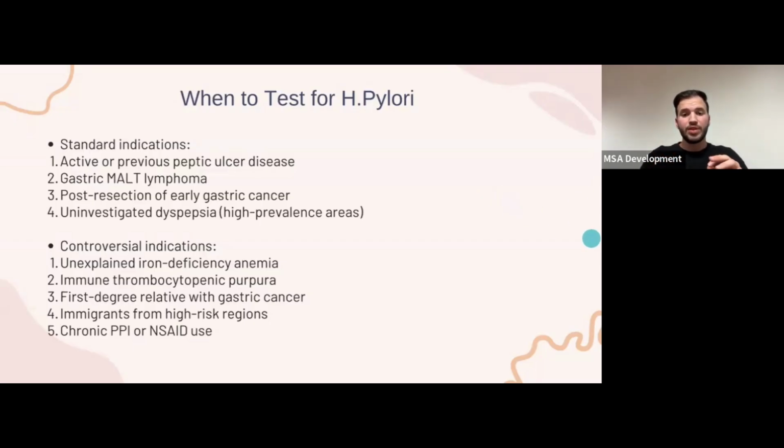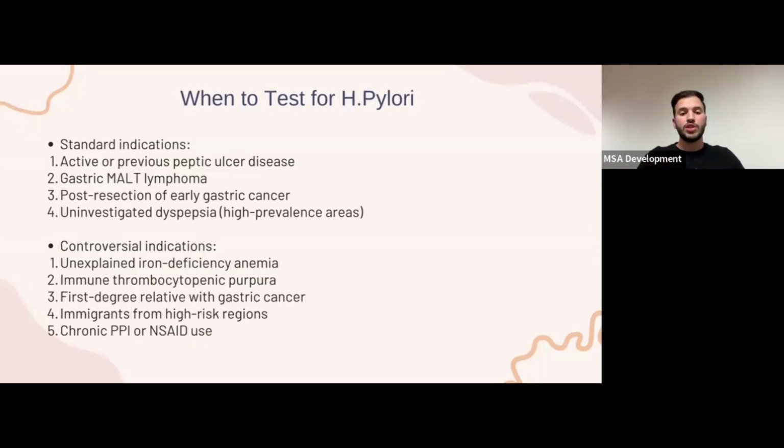For the standard indications, we have active or previous peptic ulcer disease, gastric MALT lymphoma, because gastric MALT lymphoma can arise from H. pylori, and post-resection of early gastric cancer. So we do check for H. pylori so we can make sure that the rest of the stomach is protected. And also uninvestigated dyspepsia in high prevalence areas.